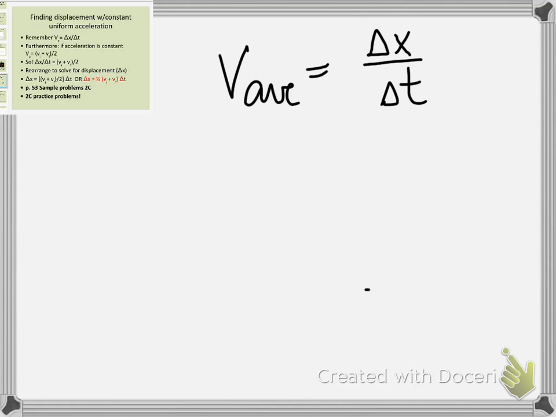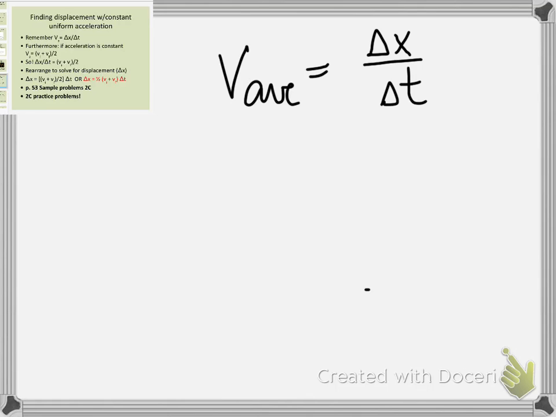So we're going to start off, and I think we can all agree that the average acceleration is equal to delta x over delta t. Yeah? Okay. I'm sorry, I said acceleration. I wrote velocity. The average velocity is equal to delta x over delta t, and we all agree on that. That's on your note card.